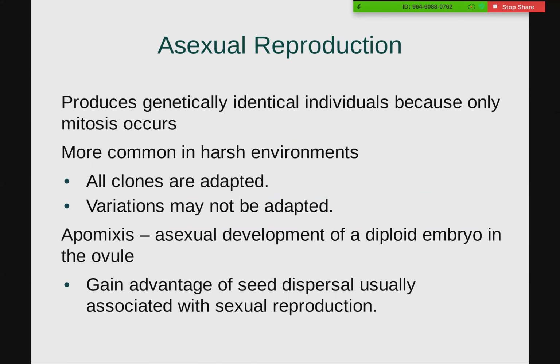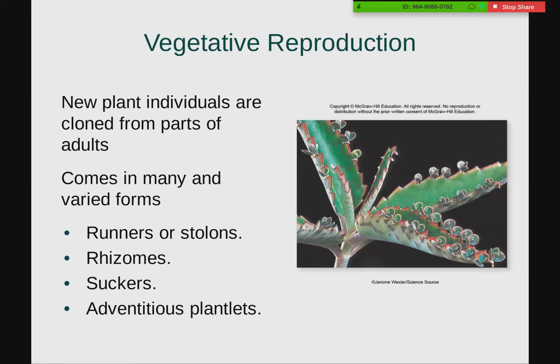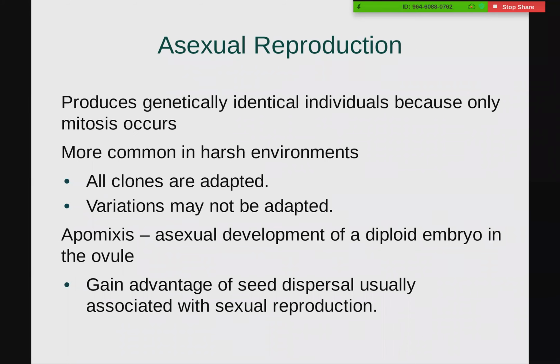Now, asexual reproduction is not uncommon, but it does produce genetically identical individuals because only mitosis occurs. And this is pretty common in harsh environments, such as deserts and salty areas and so forth. Now, this does lead to this process called apomixis, which is the asexual development of a diploid embryo in the ovule. Kind of an interesting thing. So that's one way, asexual reproduction.